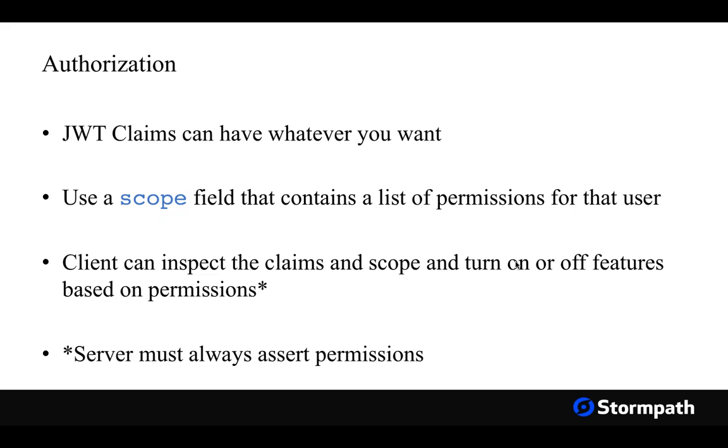Traditionally, the scope property in a token is a space-delimited list of permissions or roles or whatever you want it to be. The good thing about scope is that the client can inspect these claims. They can look inside the token if they understand the JWT format, base64 URL decode the text value, and they can look at the scope.